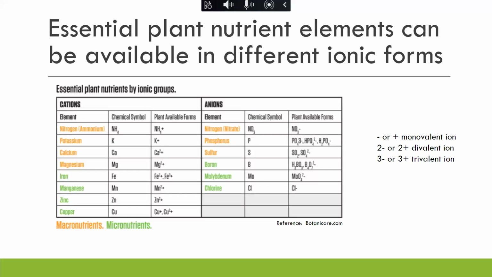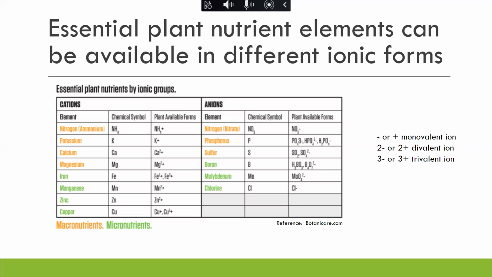So plant nutrients can be available in different forms. What I'd like you to look at here is, going across the rows, these are the same nutrients, but you can see they're available in different forms, cations versus anions.